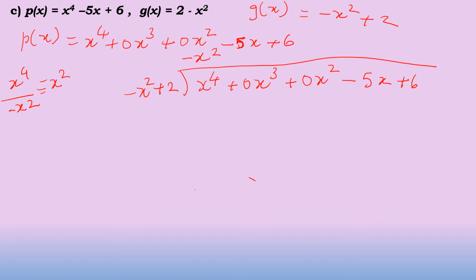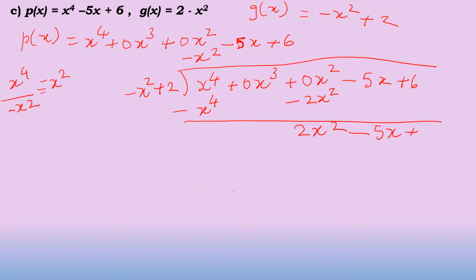Minus x square into minus x square will be x raised to 4. Minus x square into 2 will be minus 2x square. Where do you write it? You write it along with your x square term. Now subtract. So what do you get? X raised to 4 minus x raised to 4 will be 0. So you don't need the x cube term. Next, 0x square minus 2x square will be 2x square minus 5x plus 6.